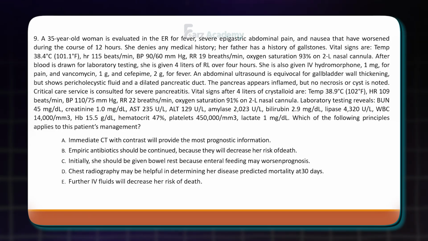You will get a few MCQs regarding this. The correct answer here is D. Chest radiograph may be helpful in determining her disease predicted mortality at 30 days. Why? Why is chest radiograph so important to do on admission to a patient of pancreatitis?